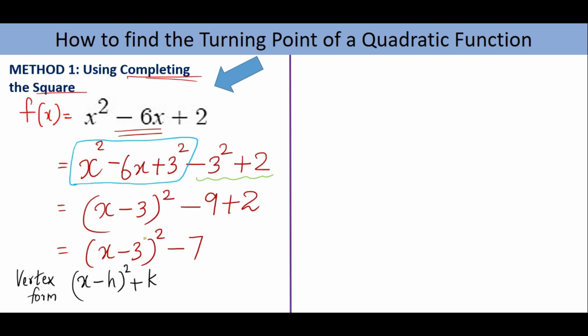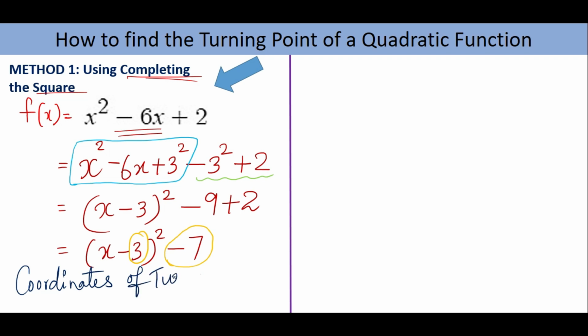So by comparing, you can see h takes the value of 3 and it's plus k, so k takes the value of minus 7. So you have the vertex h equals 3 and k equals negative 7. So the coordinates of your turning point will be (3, -7).